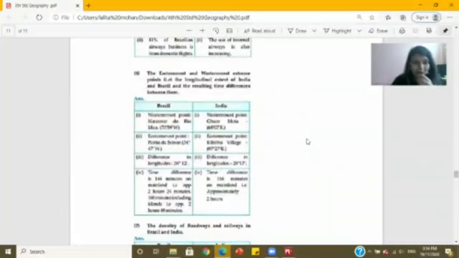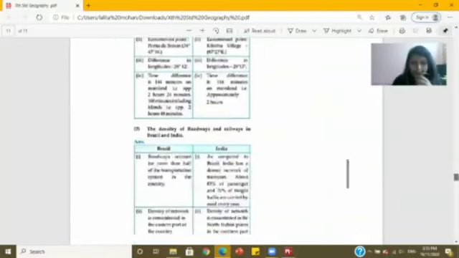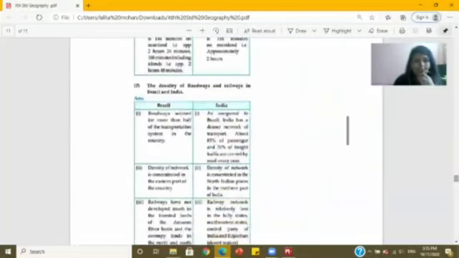Fourth point, the time difference in Brazil is 144 minutes on the mainland, that is 2 hours and 24 minutes, 168 minutes including islands, that is approximately 2 hours and 48 minutes. India, the time difference is 116 minutes on the mainland, that is approximately 2 hours. Moving ahead, question number 7, the density of roadways and railways in India and Brazil.